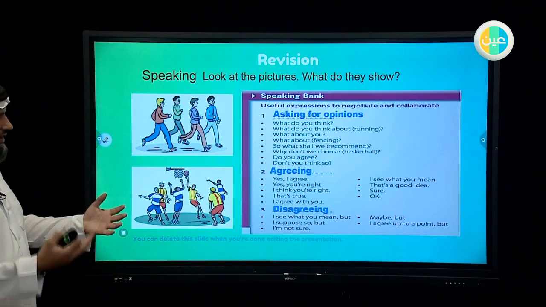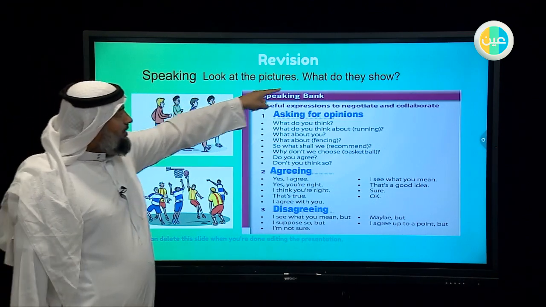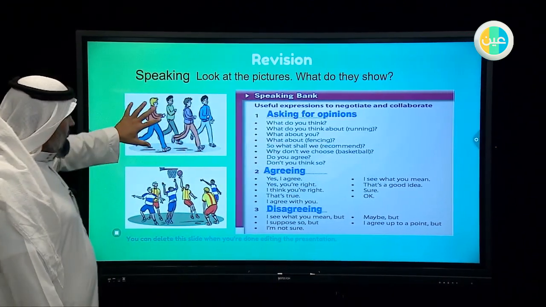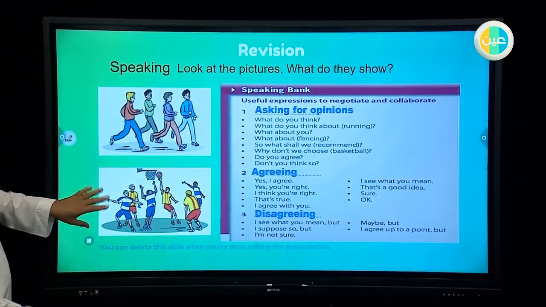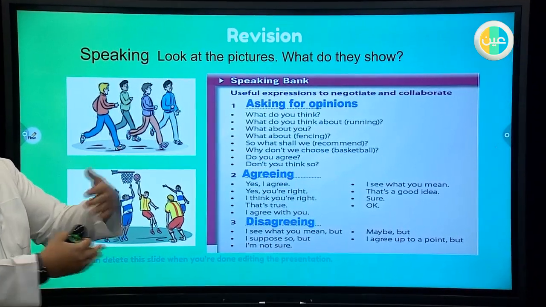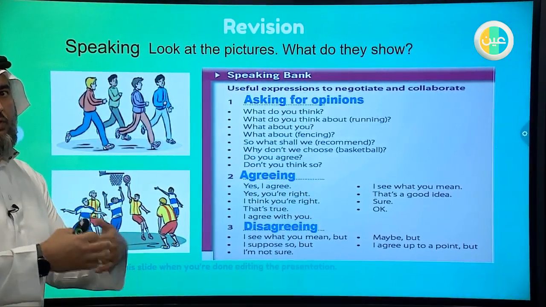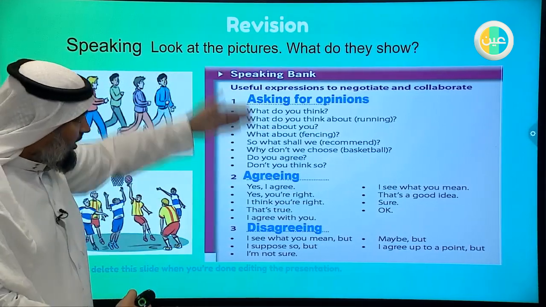Now, before we start, we have to revise what we've taken before. Speaking: look at these pictures. What do you think? What do they show? You remember the jogging or the working out, and then the basketball? The two students were talking about what to do and how to choose one sport for their friend. When they talked, they used a lot of speaking banks.